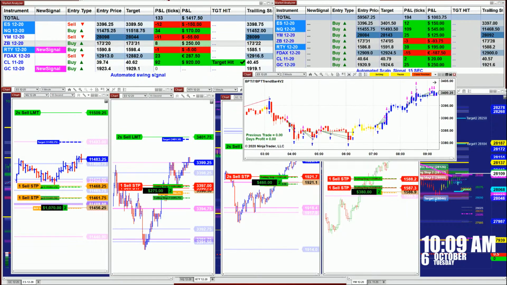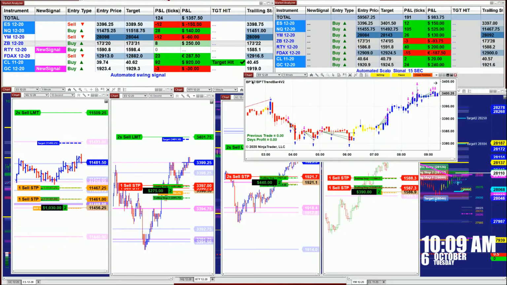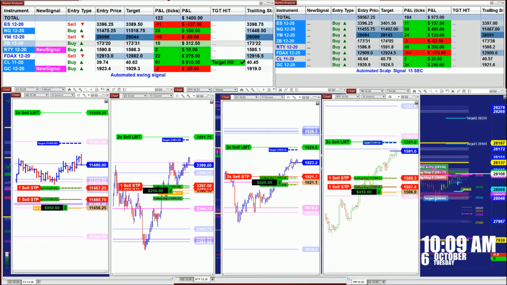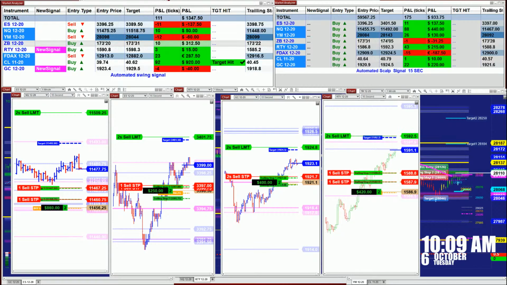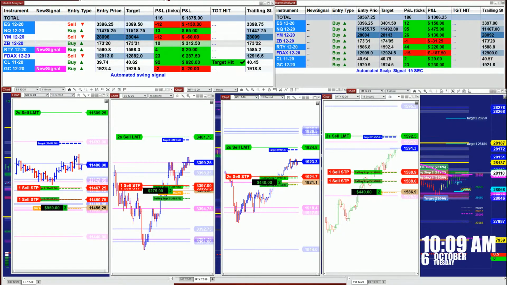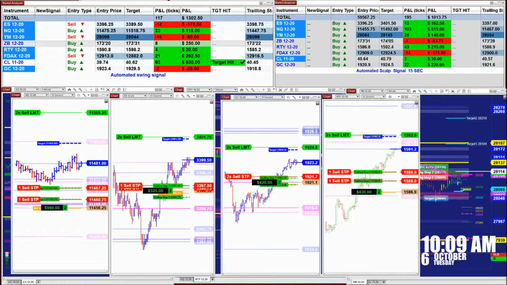As you see right now, the signals start firing on the Russell and the gold on the swing trading. If you want to follow any of those signals, please be on a sim. We're not responsible for your trade. This is not a trading room. This is strictly an educational room. So whatever you do, we're not responsible for your trade. We strongly advise you to stay on a sim.